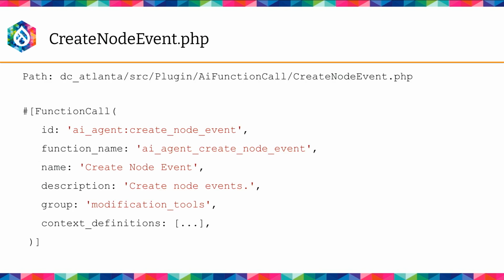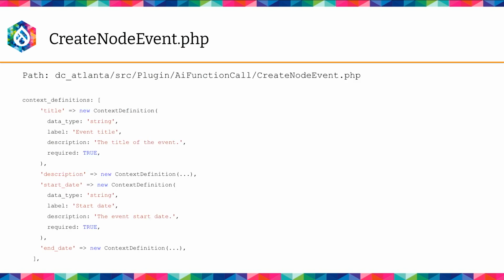So we start with create node event. We have the ID, the function name, the name of the tool, the description, create node event, and then the group. And in the context definition, I need to define the four variables that I need: title, description, start date, and end date. Here we have the title, which is a string, and then the description, which is also a string, just a copy of this with different title and description, and the same thing for the date.